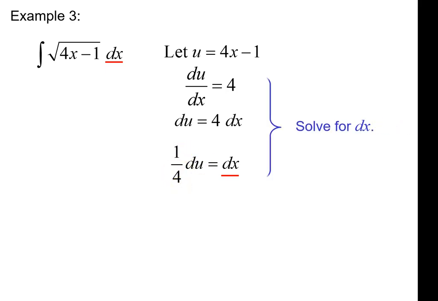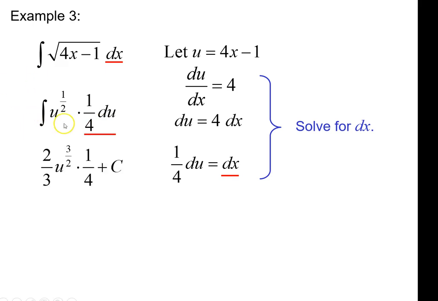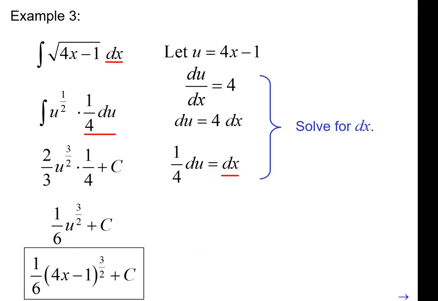So let's go back and replace everything. We have u to the 1/2, that's the radical, times dx, which got replaced with 1/4 du. And because 1/4 is a constant, we can put that 1/4 in front of the integral and ignore it, and just take the antiderivative of u to the 1/2. So the antiderivative is u to the 3/2 over 3/2, which is 2/3 u to the 3/2, times the 1/4 constant multiple. Clean that up a little bit. We get 1/6 u to the 3/2, and then make the replacement for u.